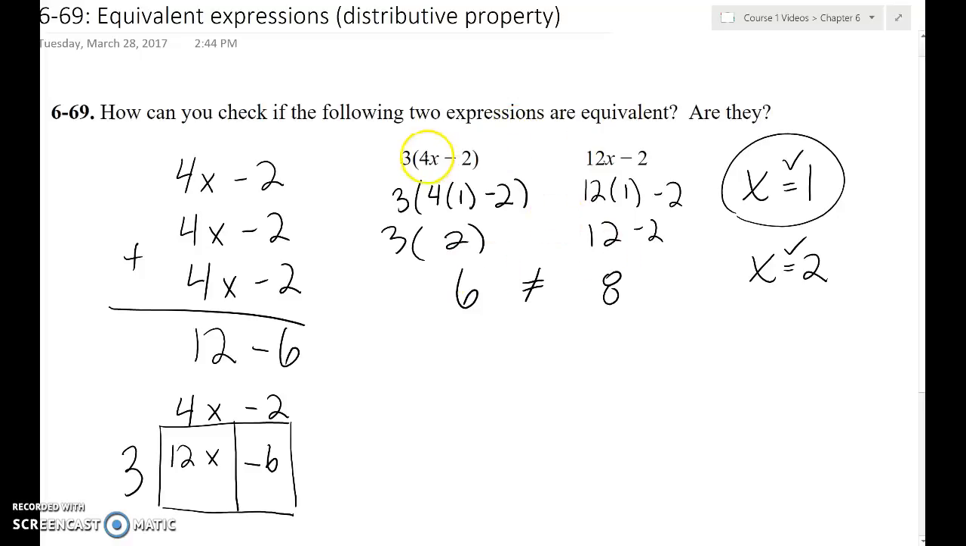But since I got that for when x was 1 they weren't equal, they are not equivalent expressions. They would be equivalent if for whatever I plugged in for x, I would get out the same answer, the same number in return.